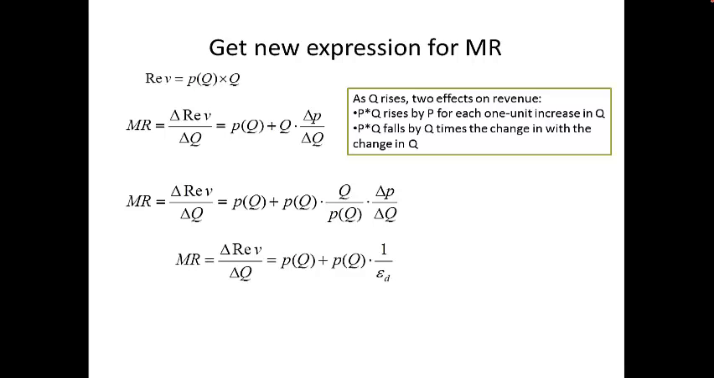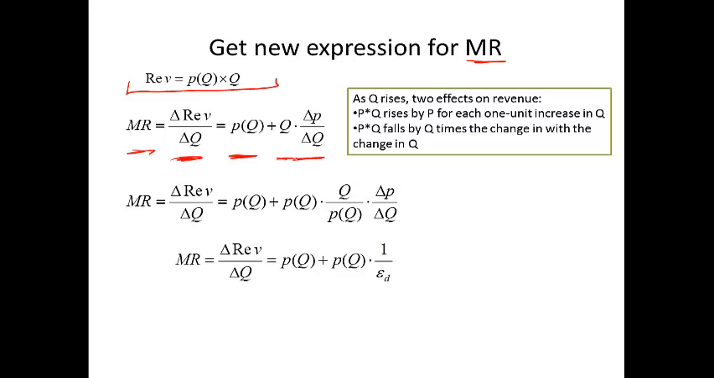So first, let's get a new expression for marginal revenue. Revenue, as we've said many times before, is just price times quantity. Marginal revenue is the change in revenue with change in quantity. Now that has two terms. There's the price itself, then plus quantity times the change in price with a change in quantity.